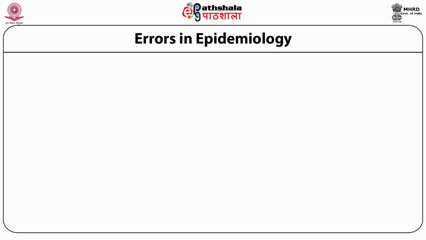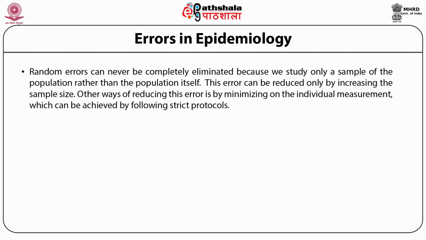In addition to this, random errors can never be completely eliminated because we study only a sample of the population rather than the population itself. This error can, however, be reduced by increasing the sample size. The higher the sample size, the lesser the random error. Another way to reduce random error is by minimizing individual measurement error, which can be achieved by following strict protocols.